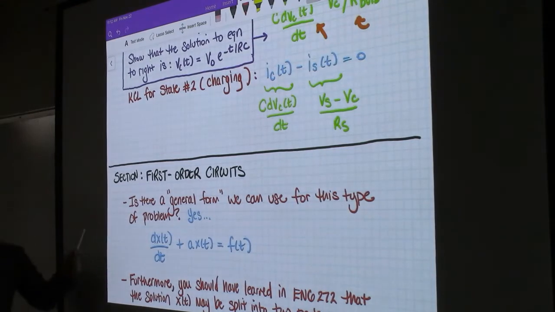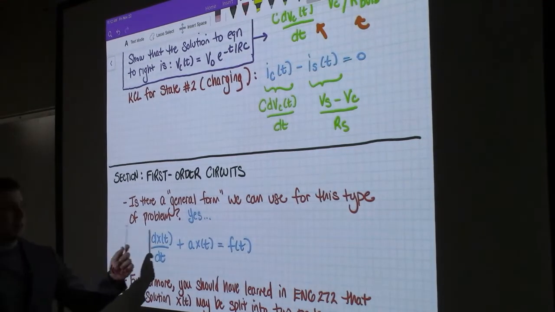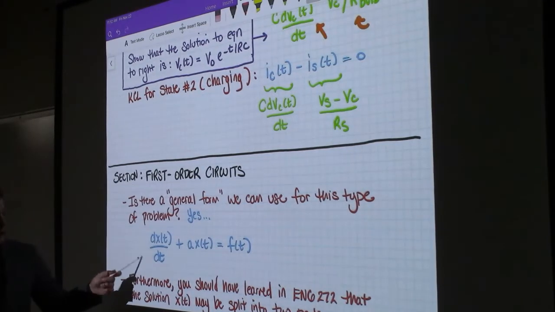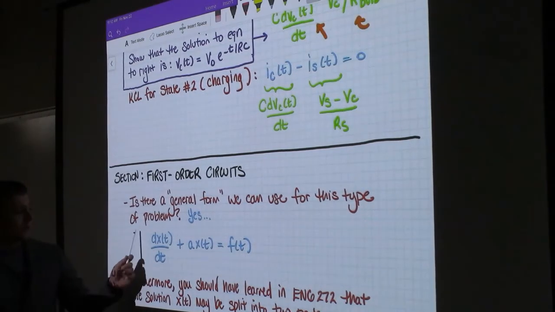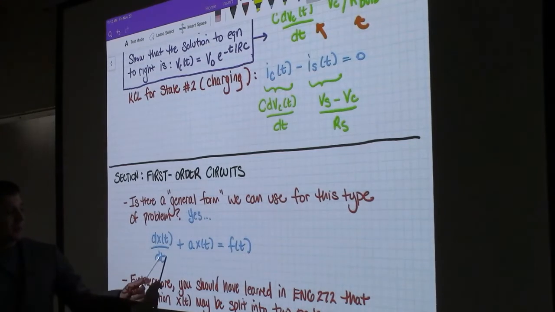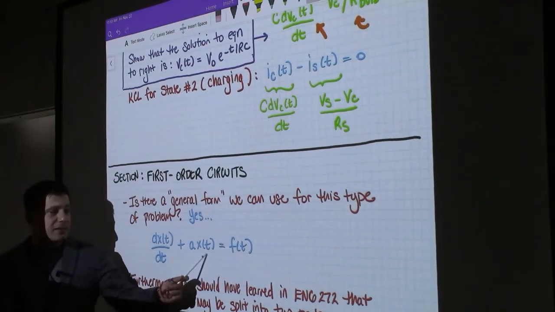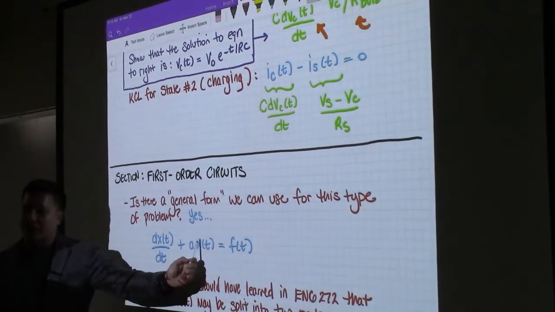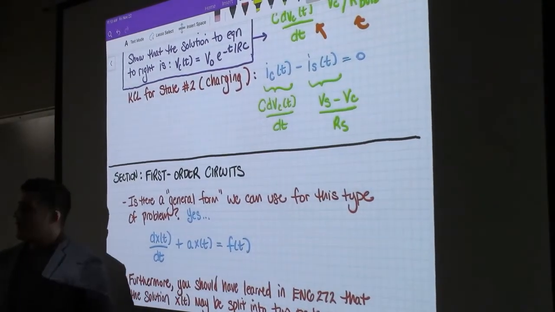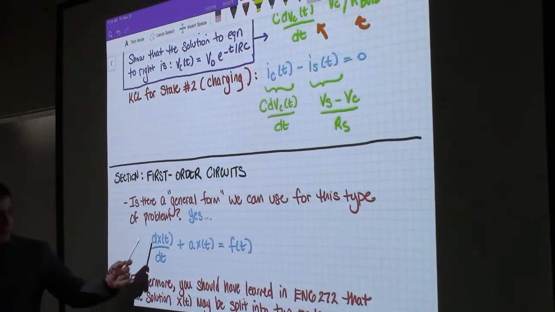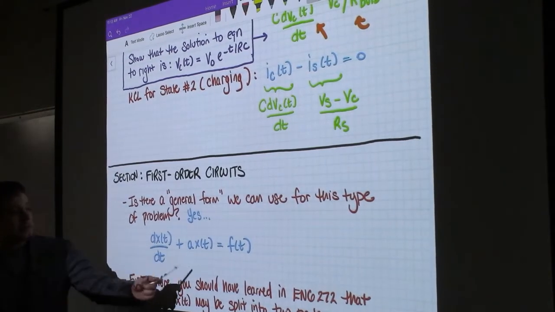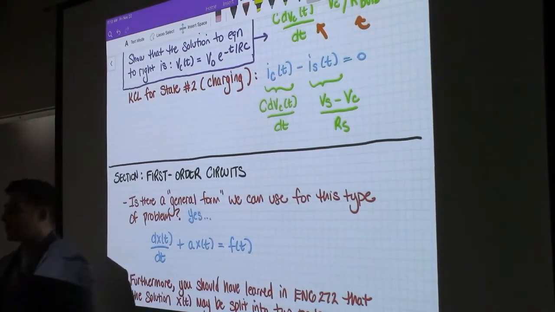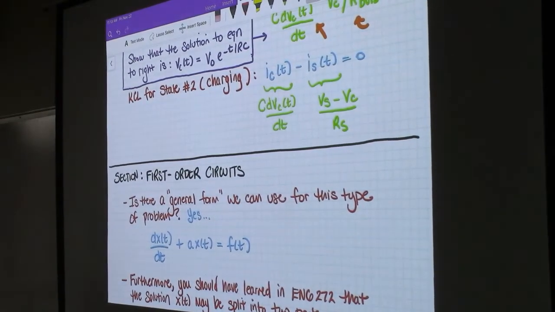So, is there a general form that we can use for this type of problem? Yes. And this is a form, again, you should have seen in ENG212. The derivative of x with respect to t plus a times the state equals f of t. So the first derivative plus a times the zeroth derivative equals f of t. This is what we're going to call the state, or the independent variable, and this is going to be our externally applied force function.